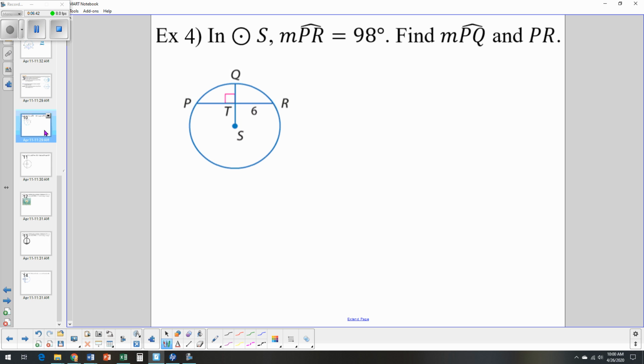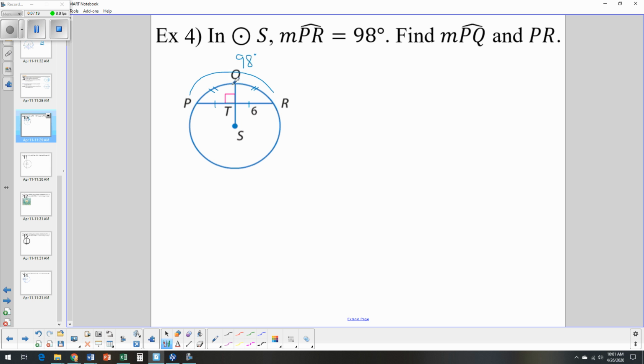So in example 4, we see that radius SQ is perpendicular to chord PR. So that means it bisects chord PR and arc PR. They tell me that the measure of arc PR, the entire thing here, is 98 degrees. And we also know segment TR is 6. We want to find the measure of arc PQ and the length of chord PR.